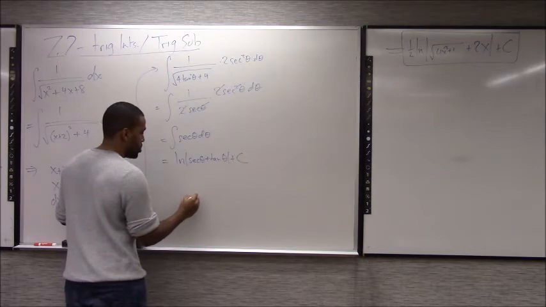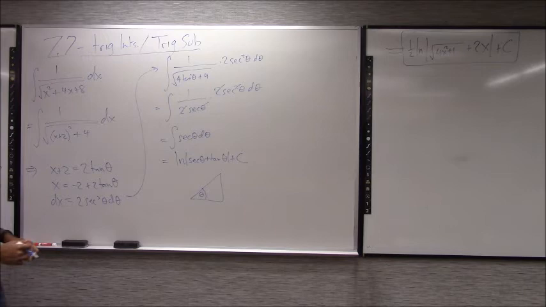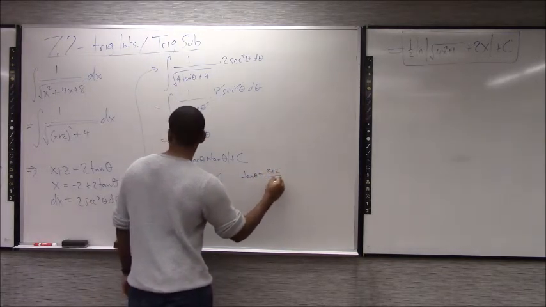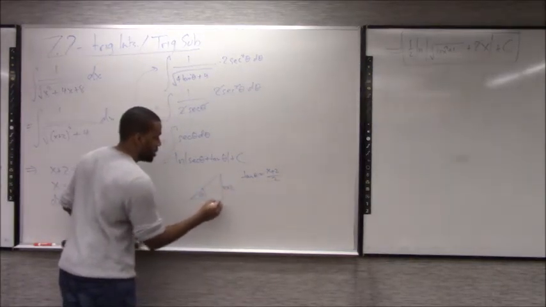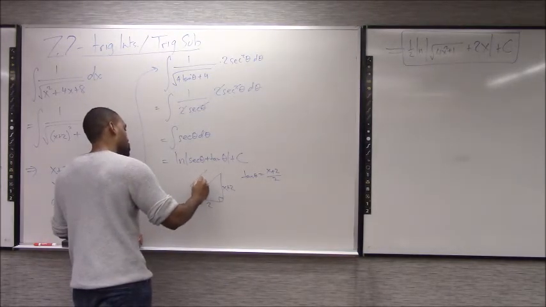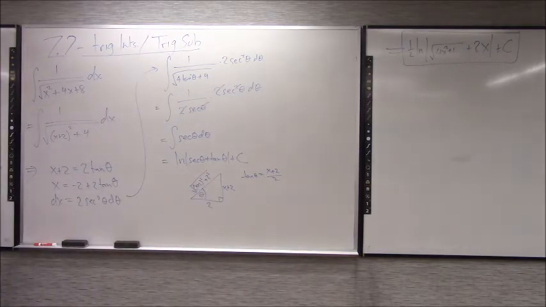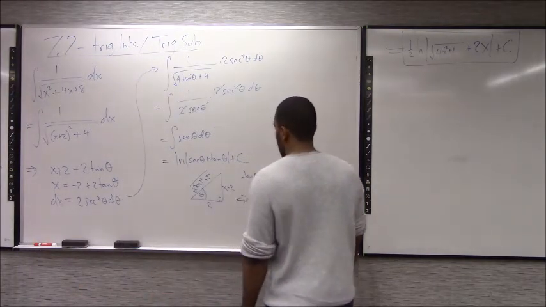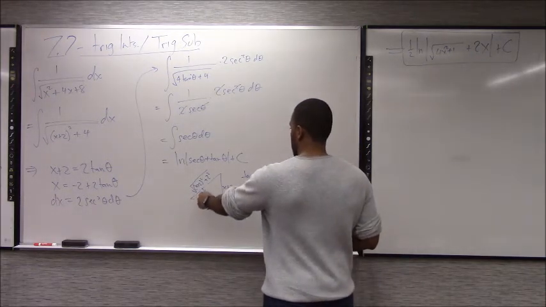But now I have to do this triangle. I know that my tangent of theta is x plus 2 all over 2. So that's my opposite and my adjacent. And then this guy, the hypotenuse, is going to be the square root of x plus 2 squared plus 2 squared. And so this would imply that my secant is hypotenuse over adjacent.